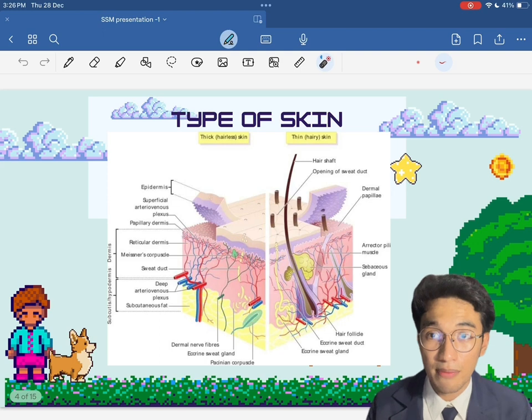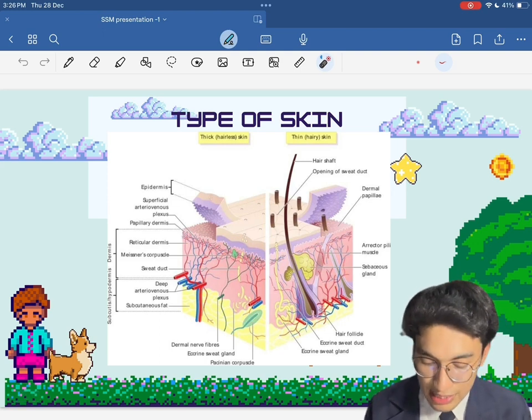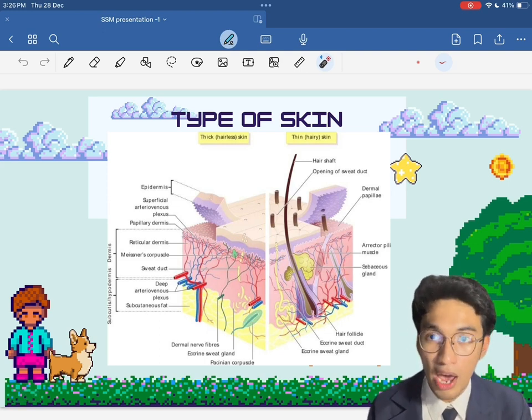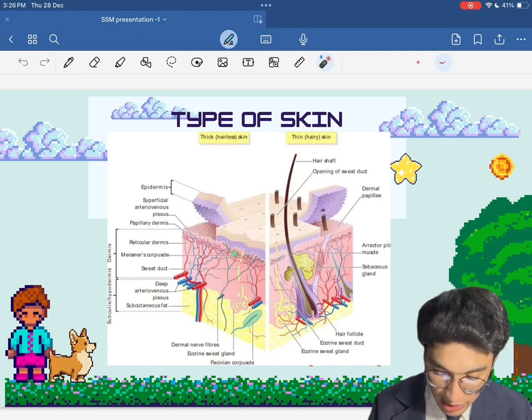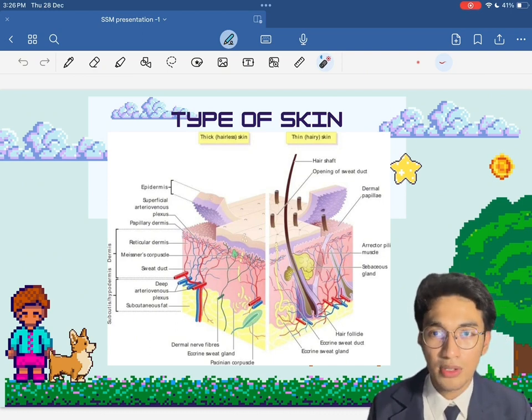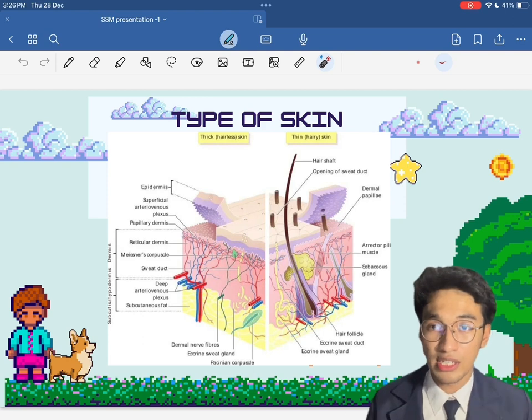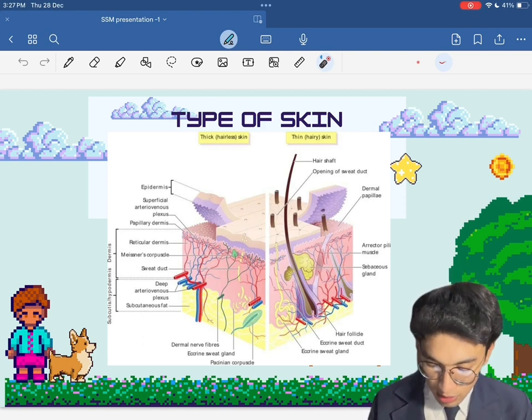Right? So, next is the type of skin. Actually, we have two types of skin. The first one is thick, hairless skin, no hair here. The second one is thin, hairy skin. From your observation of our body, some parts don't have hair, right? So for the type of skin, we have two, thick and thin.